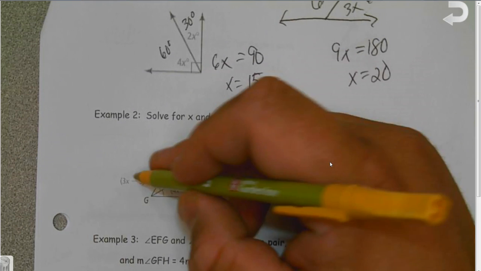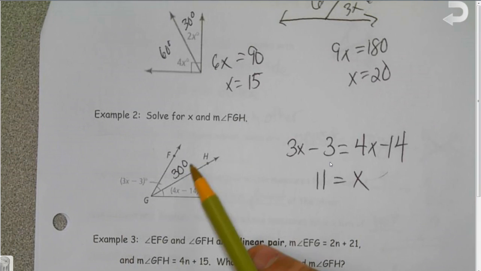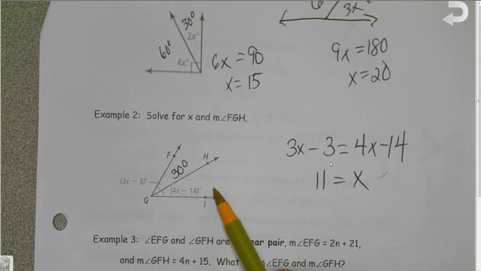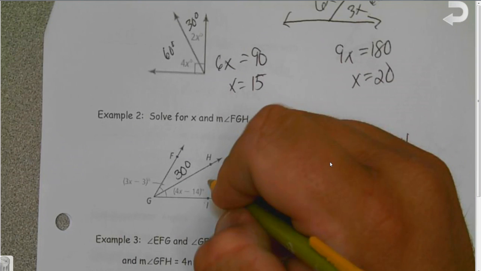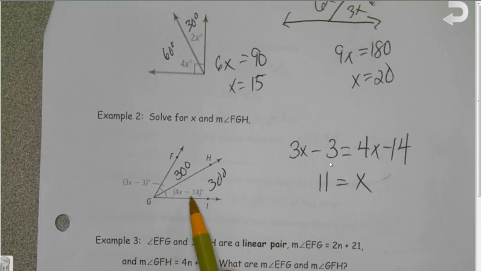Then once I plug this back in, we get that this angle is 30. Well, if this angle is 30, how much should this angle be? It should also be 30. And when we plug it back in, we know that's true. 4 times 11 minus 14 is 30.